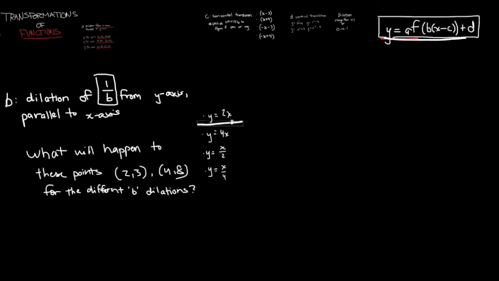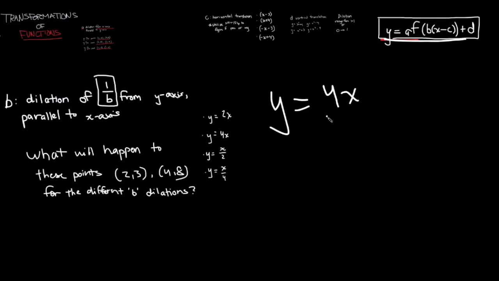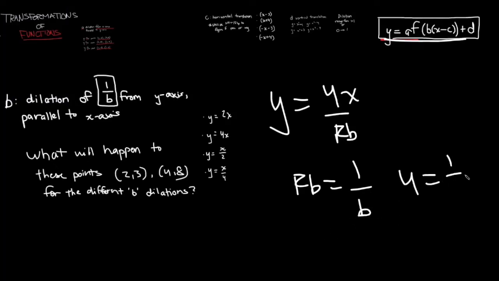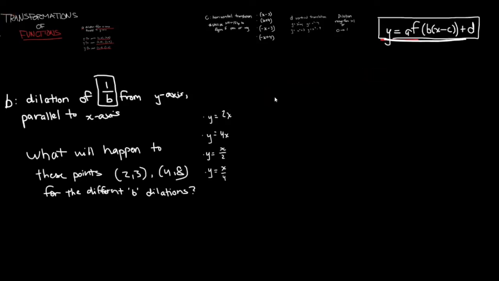So let's quickly identify what b is for the next 3 questions here. So y is equal to 4x, right? We can identify this as RB, the result of b. So we remember our result of b is equal to 1 over b. That means 4 is equal to 1 over b. And then 4b is equal to 1. Therefore, b is equal to 1 over 4 after you balance that. So b is equal to 1 over 4 for y equals 4x.